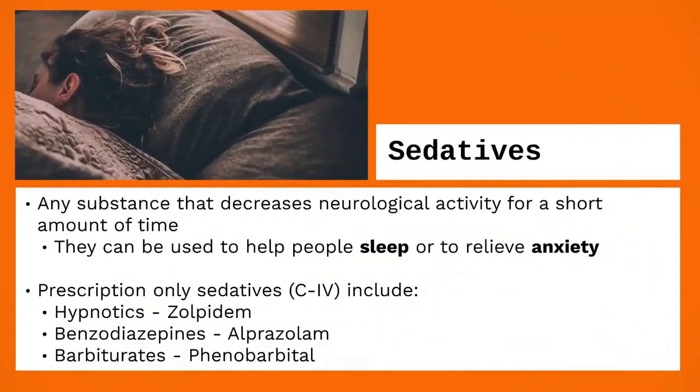Next, we have sedatives. This is any substance that decreases neurological activity for a short amount of time. They could be used to help people sleep or to relieve anxiety. Prescription-only sedatives, which are C4, include hypnotics like zolpidem, benzodiazepines like alprazolam, and barbiturates such as phenobarbital.